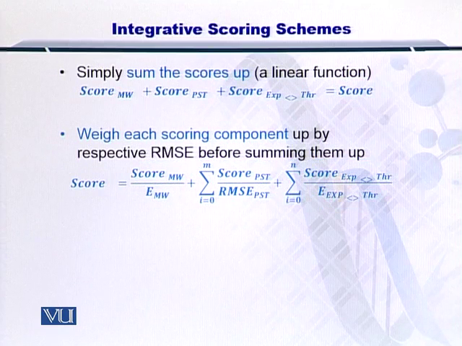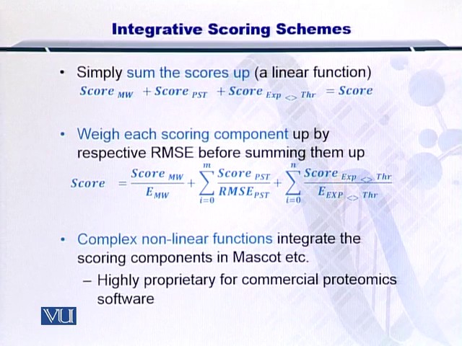In the commercial industry, there are complex non-linear functions that are used to score this MS1 and MS2 spectral comparison. For instance, in Mascot from Matrix Science, they use an extremely complex non-linear function, and mostly these highly proprietary software are not made public. So what you can do is design your own scoring scheme and contribute towards the research as well.